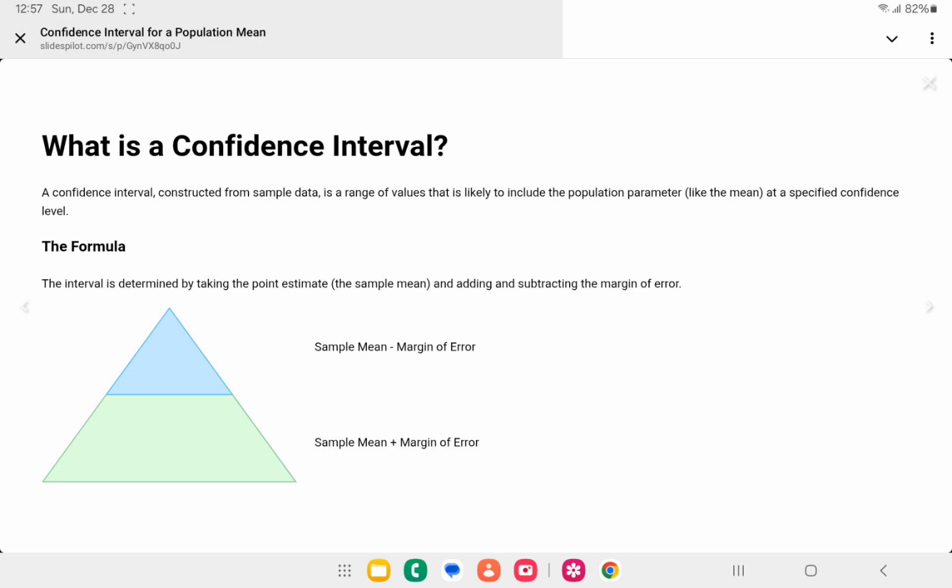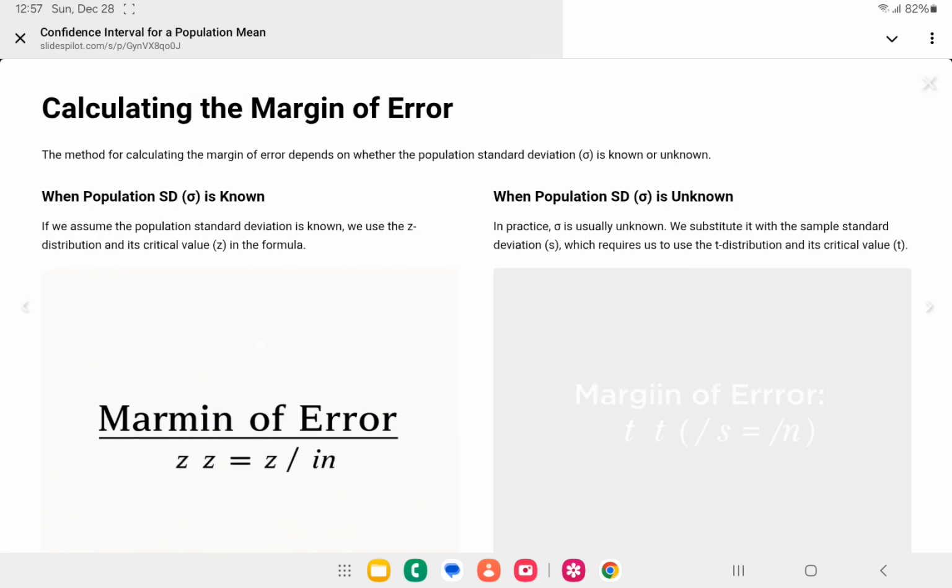As seen in an earlier video, if we assume the population standard deviation is known, the margin of error is determined by this formula with a z critical value. Since the population standard deviation is usually unknown in practice, it is substituted with the sample standard deviation, which requires we use the t distribution.